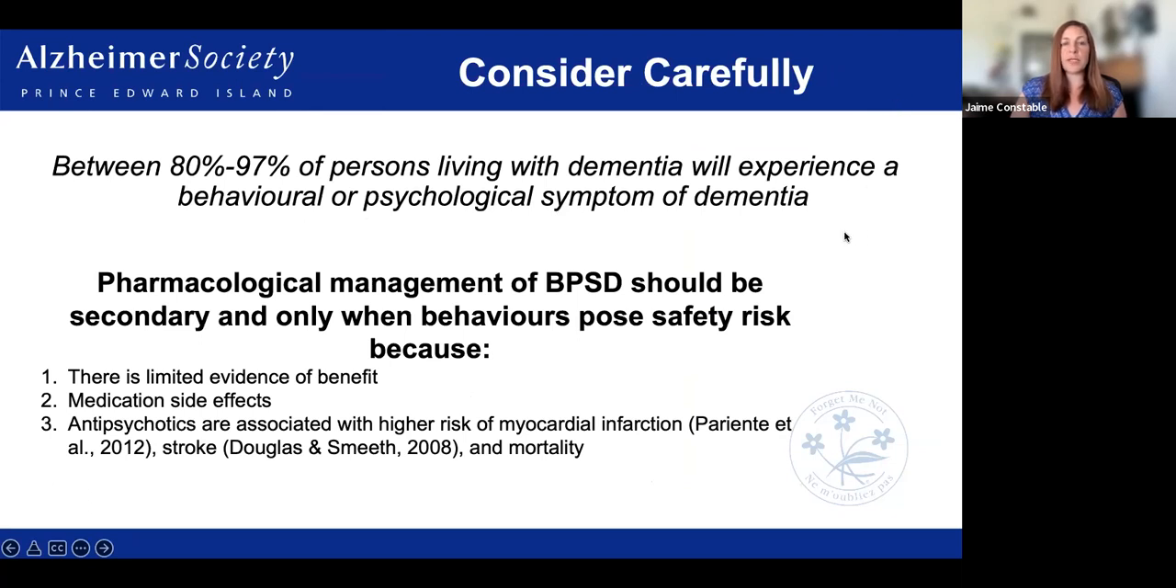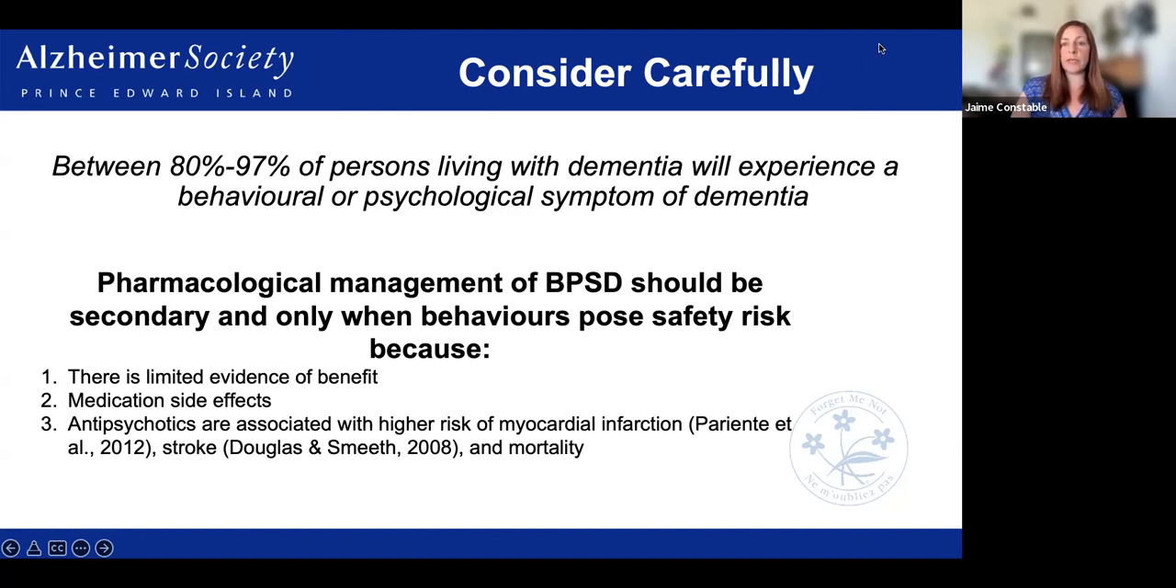According to a couple of studies that I looked at, between 80 and 97% of persons living with dementia will experience a behavioral or psychological symptom. We get asked a lot about pharmacological management of these symptoms, but the leading practice opinion is that pharmacological management should only be secondary because it poses a risk of medication side effects. Antipsychotics, which are sometimes used for the more severe symptoms, are associated with a higher risk of myocardial infarction, stroke, as well as mortality. There's also limited evidence of benefit of using these medications.